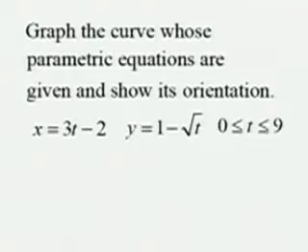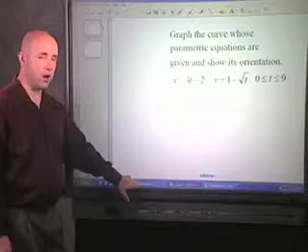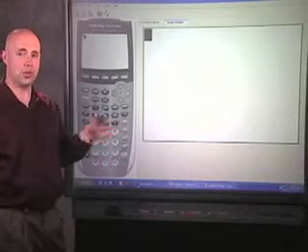We want to graph the curve whose parametric equations are x equal to 3t minus 2, and y equal to 1 minus the square root of t. We're going to do that for t between 0 and 9. If we go to our graphing calculator, first thing we need to do is change the mode.